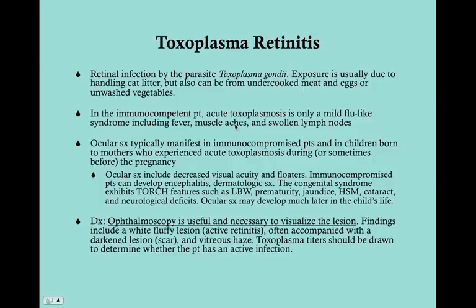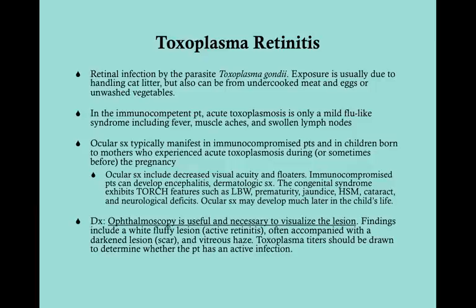Okay, Toxoplasma retinitis. So this is a retinal infection by the parasite Toxoplasma gondii. And exposure is usually due to handling cat litter, but can also be due to undercooked meat and eggs or unwashed vegetables. So in immunocompetent patients, again, this is not something that causes a problem because this is easily reined in by the immune system. However, you can get this kind of flu-like syndrome on initial exposure while the immune system is mounting a response, and that's going to be fever, muscle aches, swollen lymph nodes, maybe a hepatosplenomegaly, but generally this is subclinical.